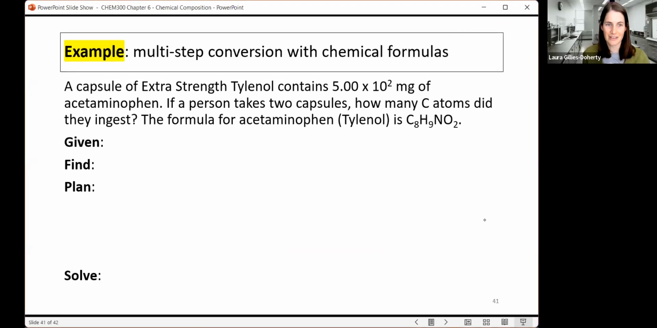Okay, let's do another one. This is an extra challenging one. It's a multi-step conversion with chemical formulas. We're going to do this one on the whiteboard, but I'll read it out first so you can start writing it down. So a capsule of extra strength Tylenol contains 5.00 times 10 to the 2 milligrams of acetaminophen. If a person takes 2 capsules, how many carbon atoms do they ingest? The formula for acetaminophen Tylenol is C8H9NO2. So let's flip over to a whiteboard. We'll copy and paste that over and get that started.